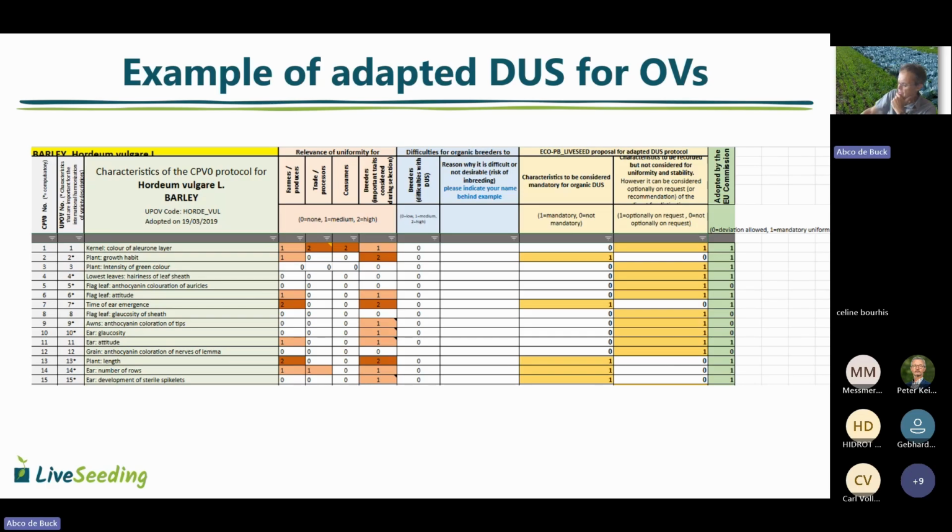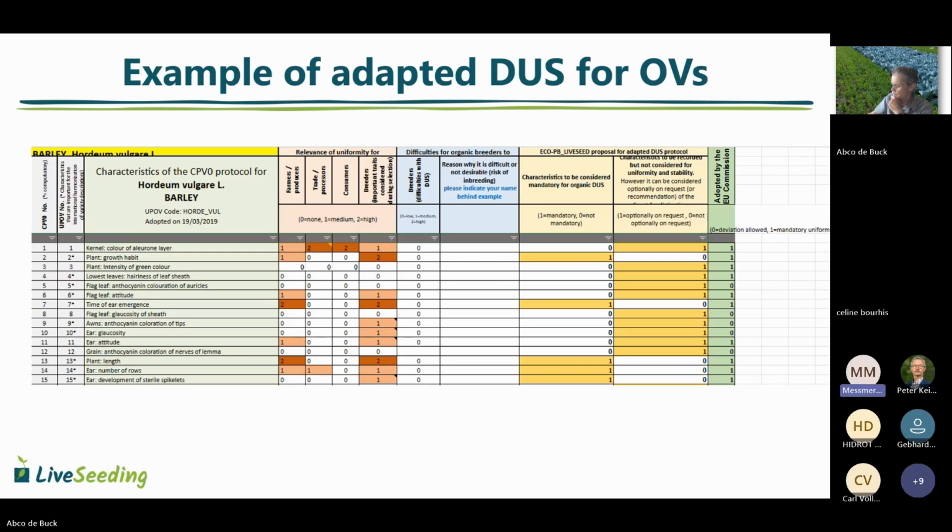Yeah, or is it enough maybe to minimize, or to have a certain level of off types, a low level of off types? Is that a guarantee enough that you also fulfill the uniformity of the UPOV characteristics? That may be another way of working then for agriculture crops.